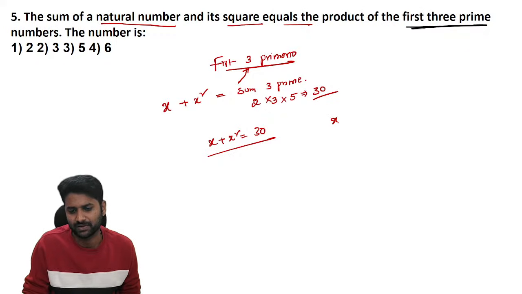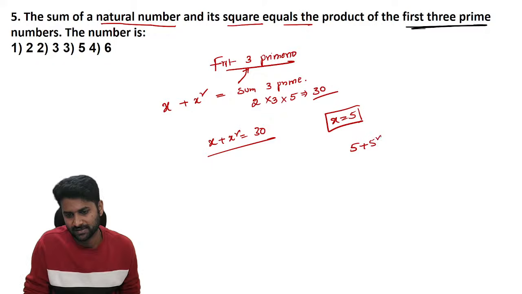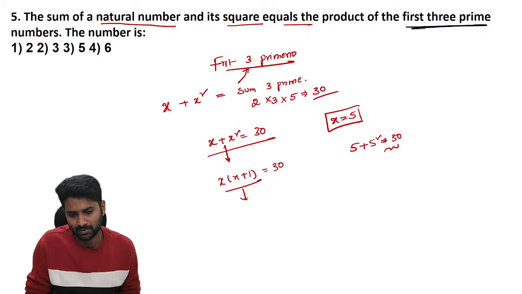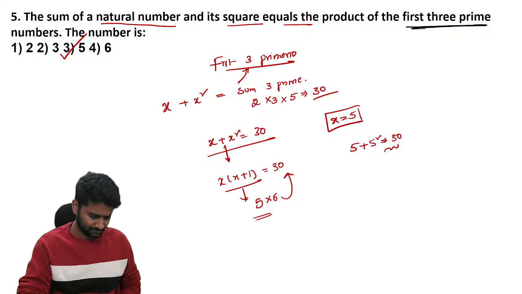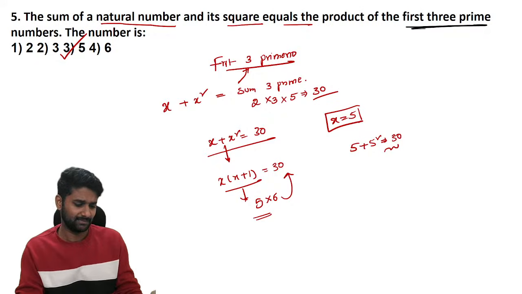So directly, guys, you can go with the trial and error method. 5 plus 5 square is equal to 30. Or you can take x into x plus 1 is equal to 30. Consecutive multiples. So 5 is multiplied with 6. Resultant is 30. Then x should be replaced with 5. You can use trial and error method.